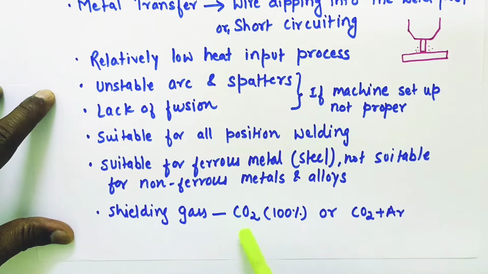In spray transfer, metal transfer takes place in the form of fine spray or small droplets. The small droplets are formed and these small droplets are sprayed and accumulate at the workpiece. The droplet size is generally much smaller than the wire diameter.